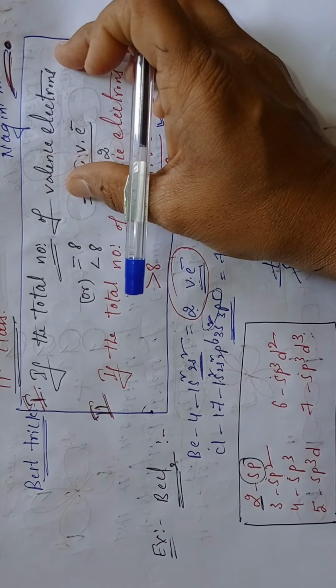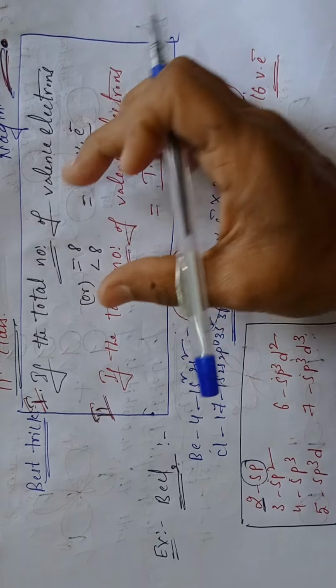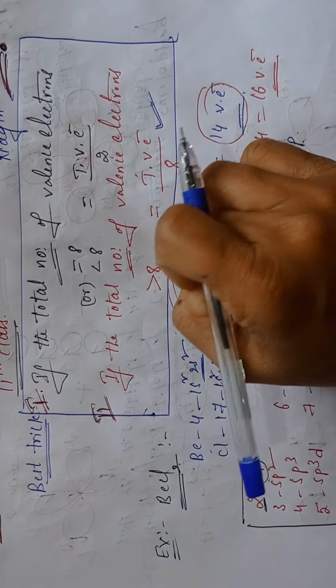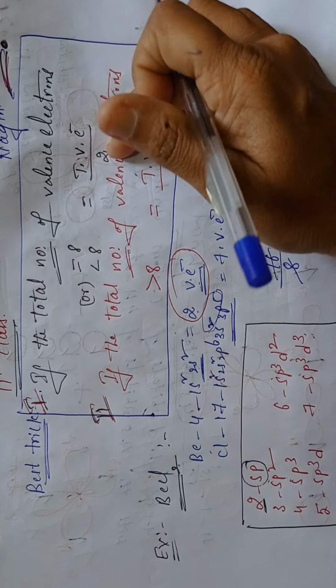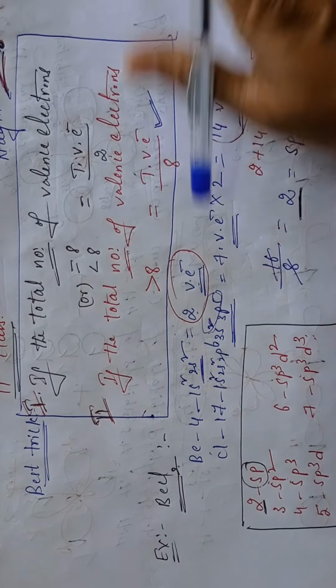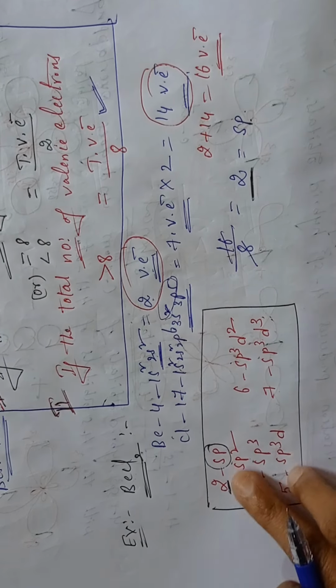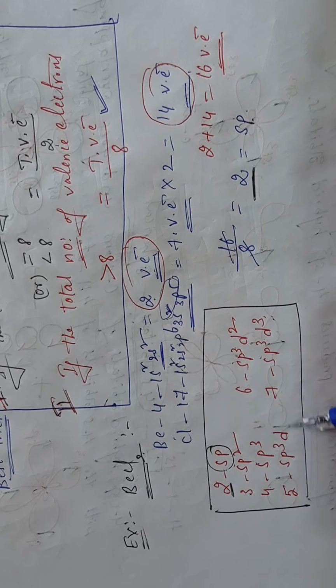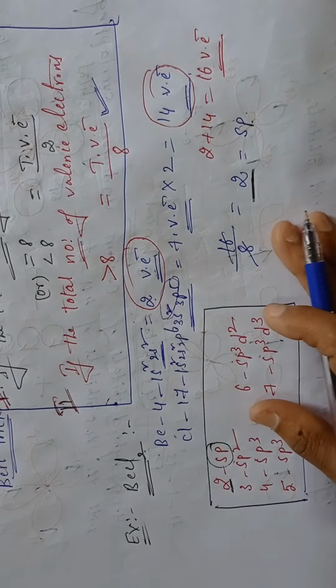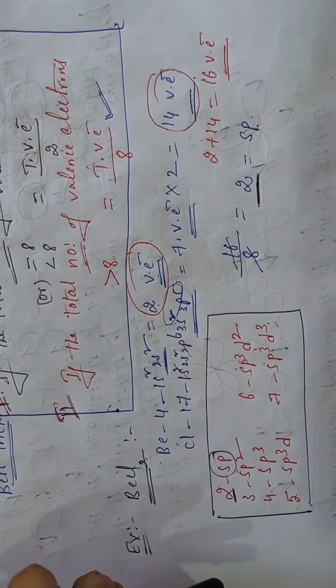If the total number of valence electrons is equal to 8 or less than 8, you divide by 2. If the total number of valence electrons is greater than 8, you should divide by 8. Over. Then you can find it. And after that, you have to remember this table: 2 means sp, 3 means sp2, 4 means sp3, 5 means sp3d. Like this you have to practice it, students.